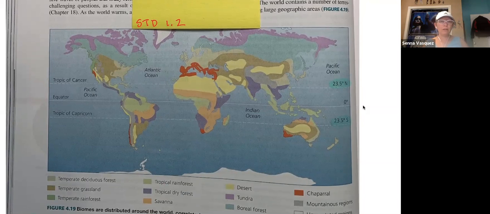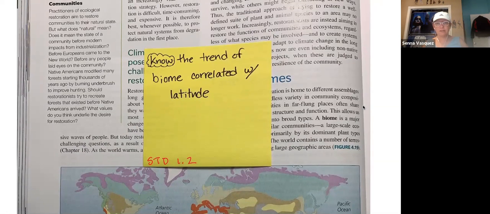Now it gets a little bit mixed up, just north of 23.5, where you see a lot of different biomes depending on where we are in the world. Just look at Africa alone or South America, they're filled with a lot of biomes. The trends are very apparent up at the top, and as you approach the equator and even below it, they become mixed and it really depends. So pause and copy this Post-it. This is standard 1.2, which is all about terrestrial biomes.